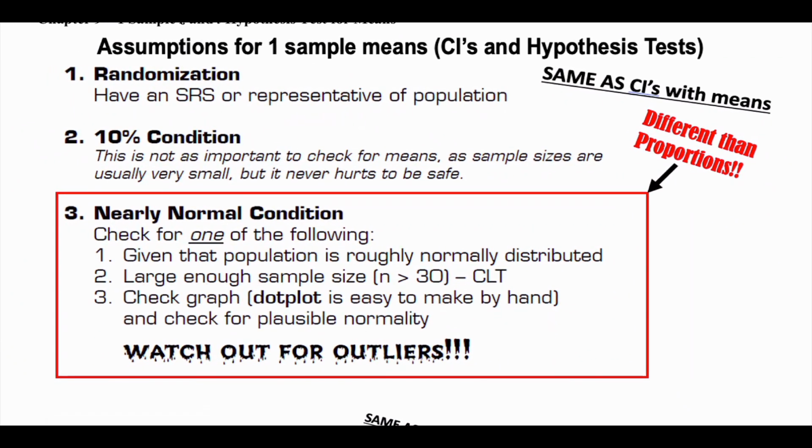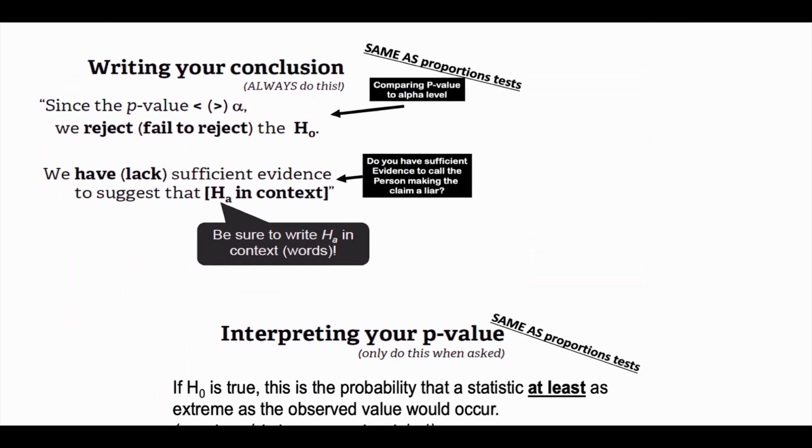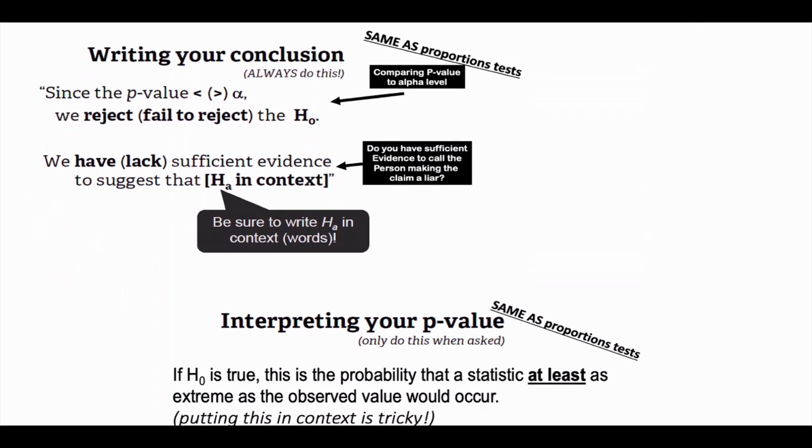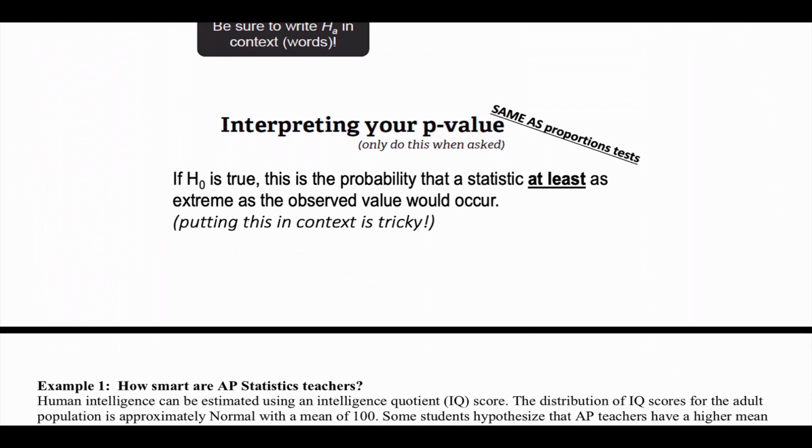Assumptions, conditions, 1 and 2 are always the same. Number 3, since it's means, we have 3 options. We don't do n times p is greater than or equal to 10, n times p is less than or equal to 10. We don't do that for proportion or for means. Okay? So that's the one. These are our 3 options here. We've done that in chapter 8 though. So it's not anything we haven't done. Our conclusion is the same sentence frame. Same exact sentence frame. Interpreting the p-value, same sentence frame as last set of notes. Okay.